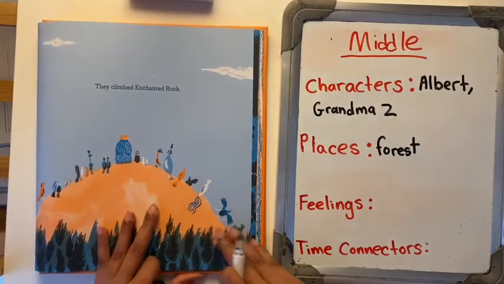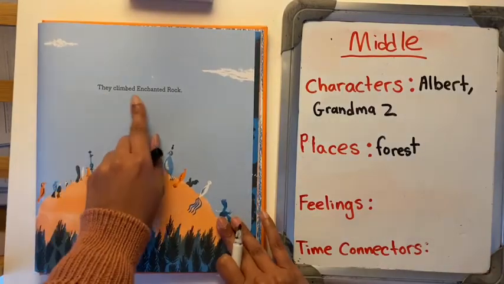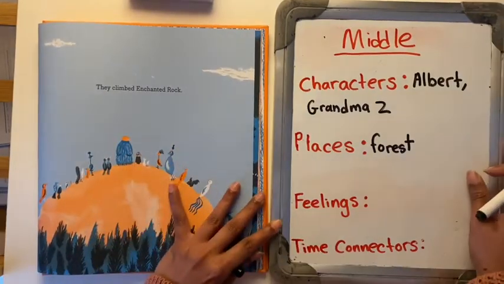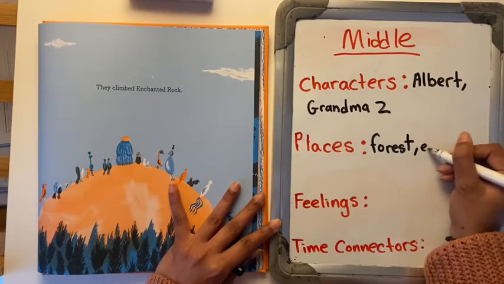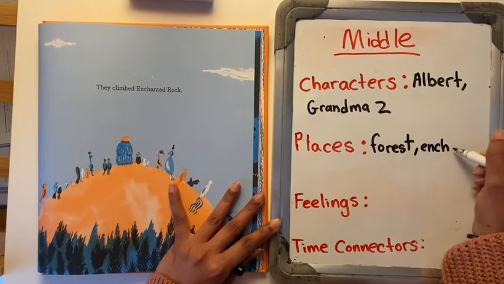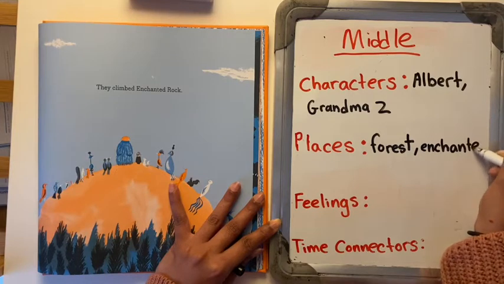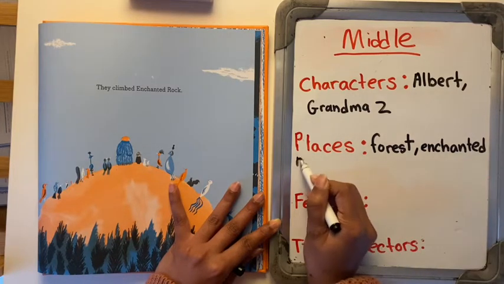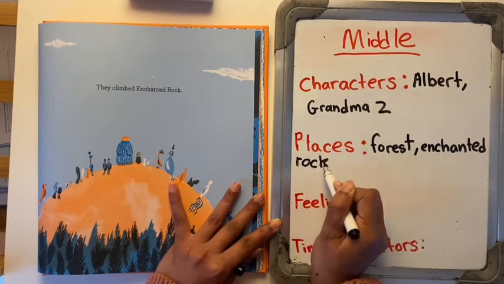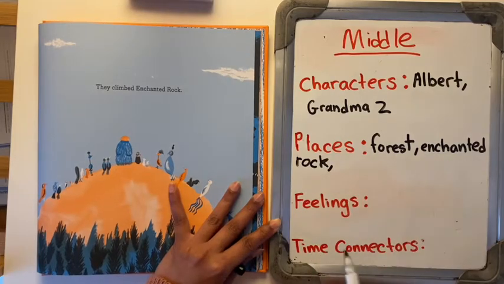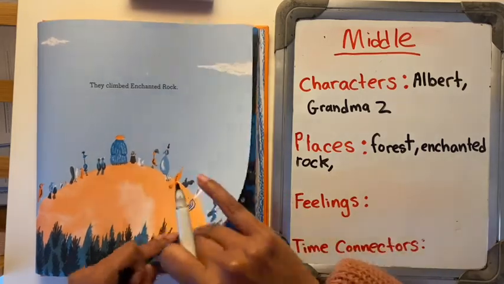Next, they go to the Enchanted Rock. They climbed Enchanted Rock. So I'm going to write that down. Enchanted Rock. There we go. Where do they go to next?